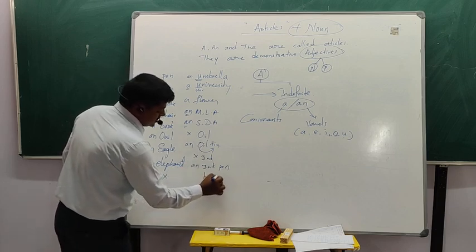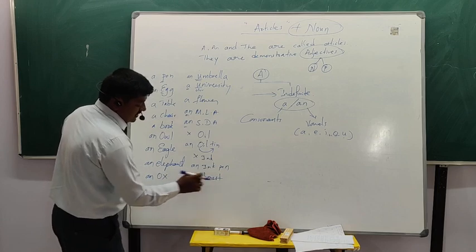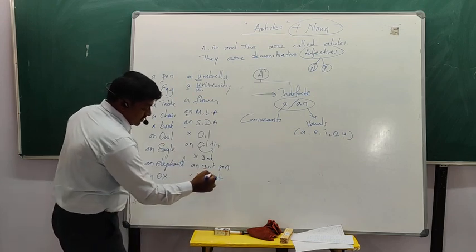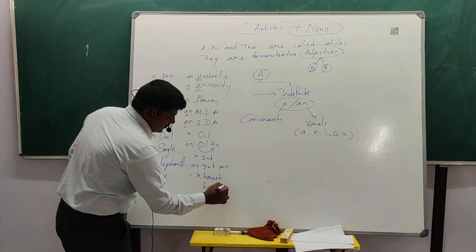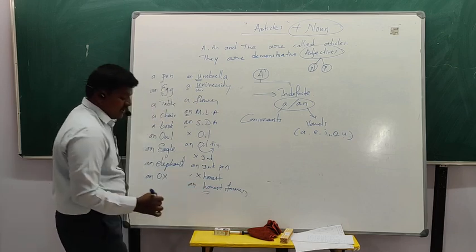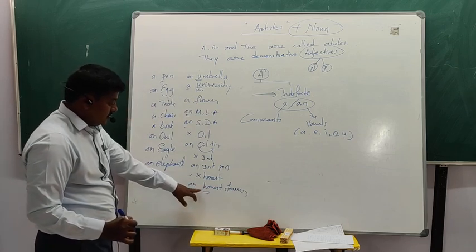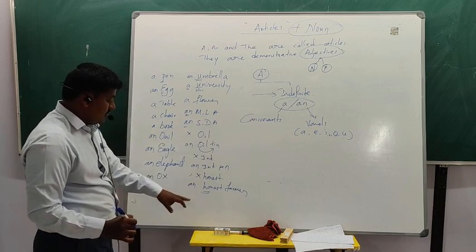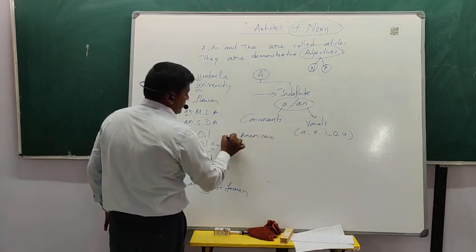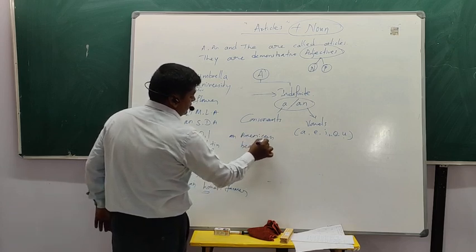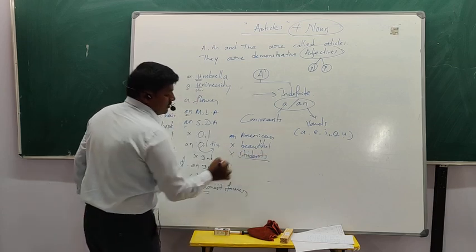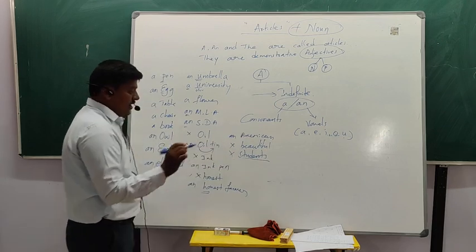So see here, honest: you should not use it alone. Honest is an adjective. We use articles only before nouns, that too countable nouns. Honest is an adjective, so an honest farmer. Now you can use an. And honest: H is silent here, means it's a vowel sound. Even though it looks like a consonant, it gives a vowel sound. So that's why. An American. Can you use it with beautiful? No. Students, we should not use it before a plural. When a noun is plural, at that time we should not use a or an.